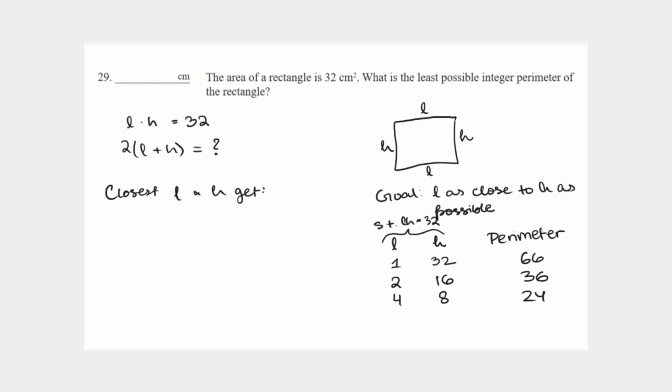So the closest L and H get is when L equals H. That means L squared, if you substitute L in for H, is 32. That means L equals 4 root 2. So this gives you a perimeter. This is going to give you the lower bound on the perimeter, right? Because once it's a square, because L and H are equal, the perimeter can't get smaller than that for the same area.